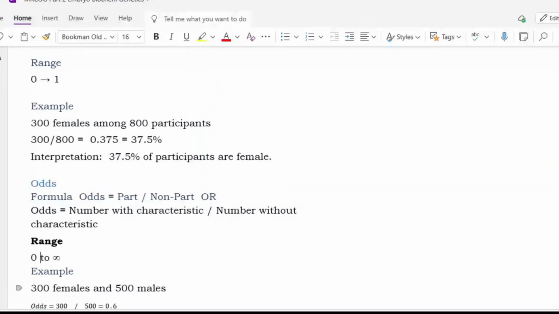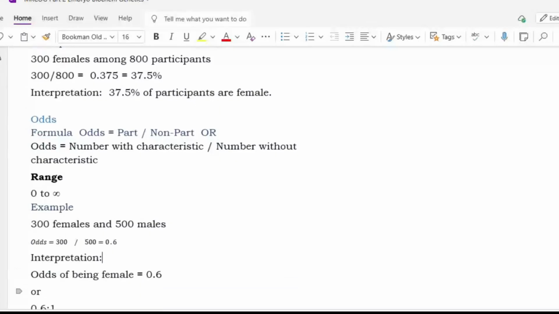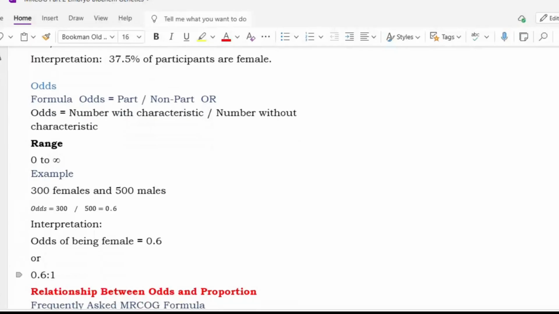For example, say we are talking about 300 females and 500 males. That will give you the odds as 300 versus 500, 300 upon 500 equal to 0.6. The interpretation is that the odds of being a female is 0.6. So in the whole population, if this is the scenario, the odds of being a female is 0.6, or the ratio is 0.6 to 1. So this is what the odds is.